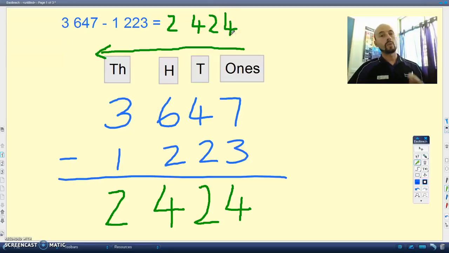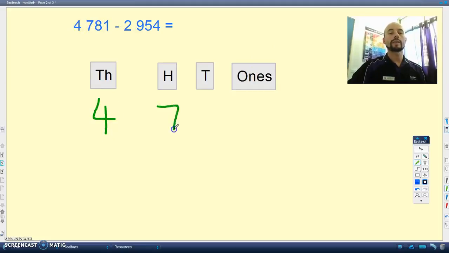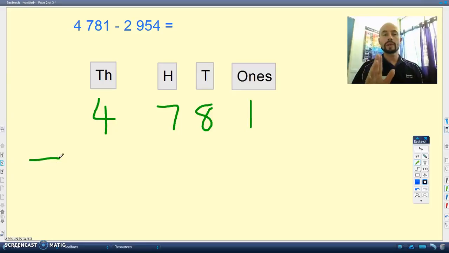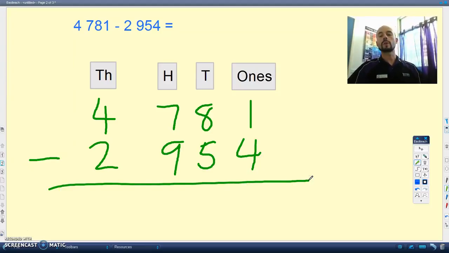Alright, when it's like that it's pretty easy. Let's have a look at another example now. So I've got the number sentence 4,781 and I'm taking away 2,954. So when I write out the algorithm, I want the biggest number on top. So I'm going to do that now. 4,781. Take away, and I want to keep my numbers in the place value columns. 2,954. There I go. So I've got it written out.